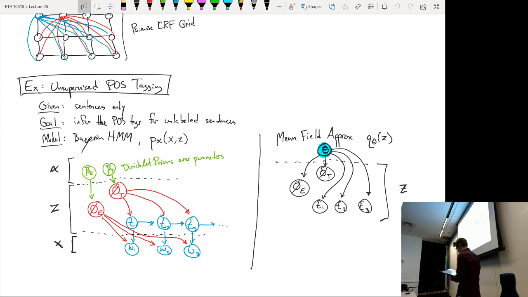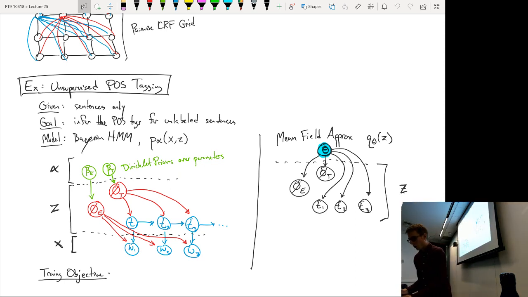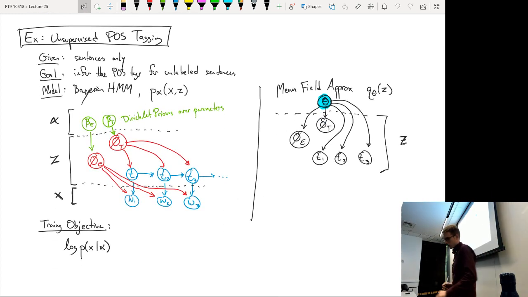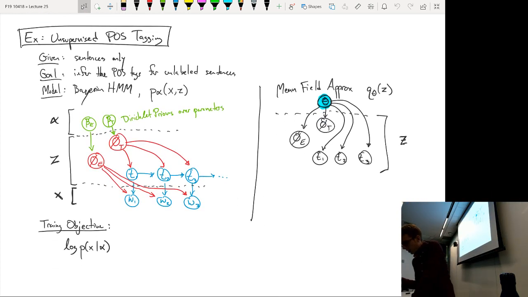So, all right, what do we actually use as our training objective? Well, the training objective that we're going to use is just the marginal likelihood of our data. So we're going to say we want to maximize, for each training example, the log probability of x given parameters alpha. Okay, so how can we do that? Well, what we can do is we can say we're given sentences only.